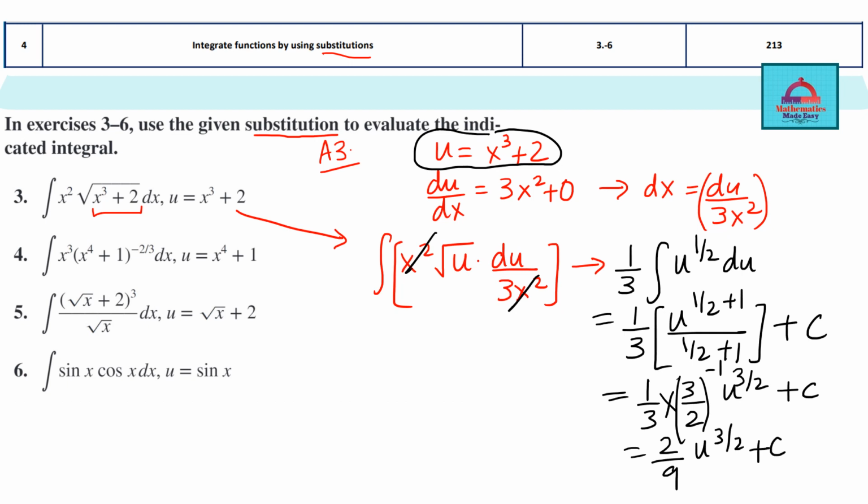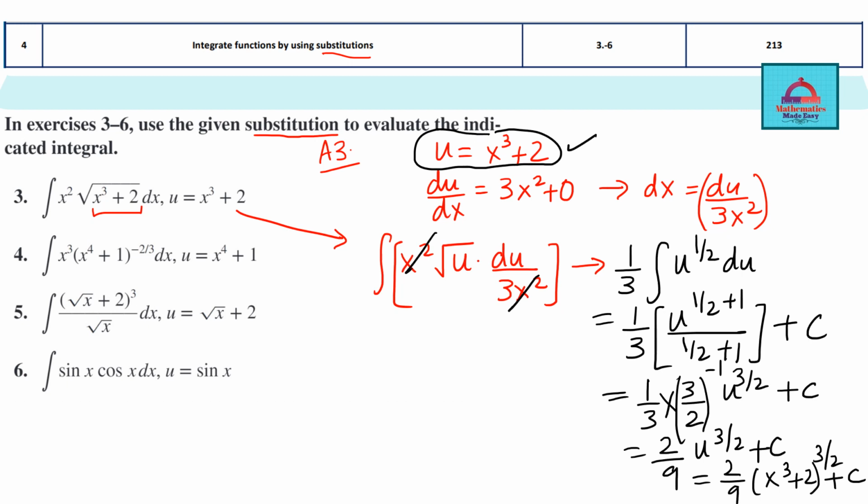Now to give the final answer, we have to put the value of u back again. So u originally was this variable. So the final answer here would be 2 by 9, putting the value of u, x cube plus 2 to the power 3 by 2 plus c. So this is the solution for the first question.